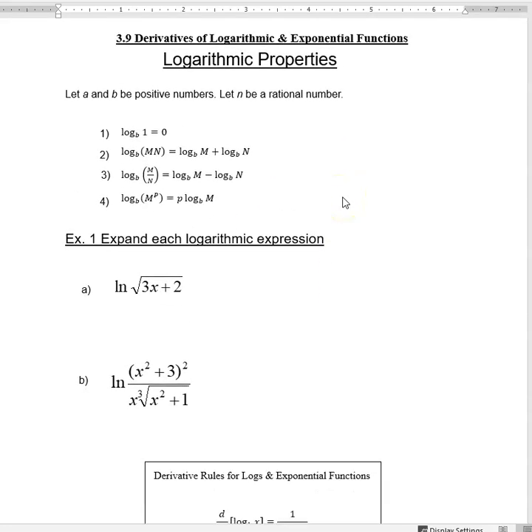We're going to take a look at section 3.9 and we're getting into some derivative rules for logs and exponential functions. We haven't done a lot with logs and exponents this semester, but I want to just remind you of a few things you would have learned in pre-calculus with regard to expanding and condensing logarithms.